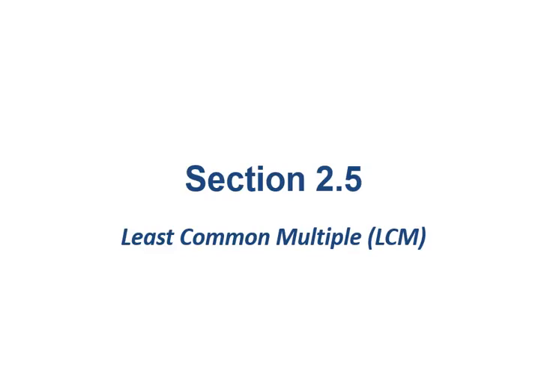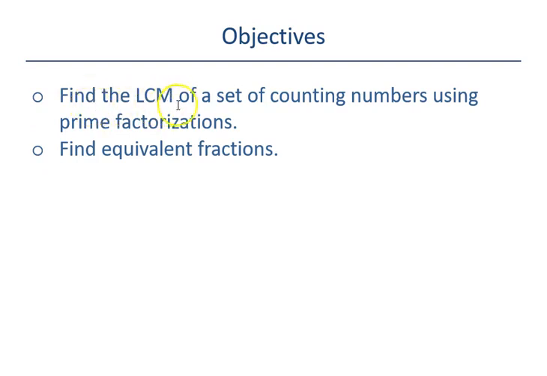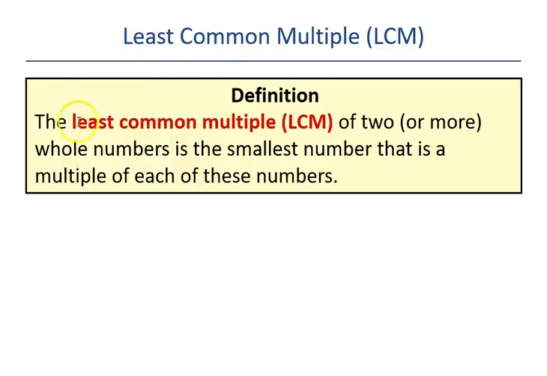Alright, here we go, section 2.5, least common multiple. Okay, gonna come in here and find the LCM of a set of counting numbers using prime factorizations and find equivalent fractions. Okay, jumping down here. Least common multiple. The least common multiple of two or more whole numbers is the smallest number that is the multiple of each of these numbers.